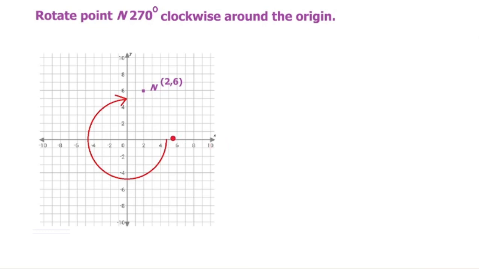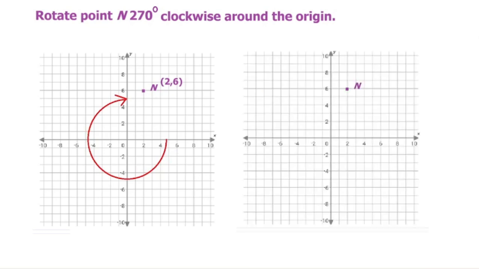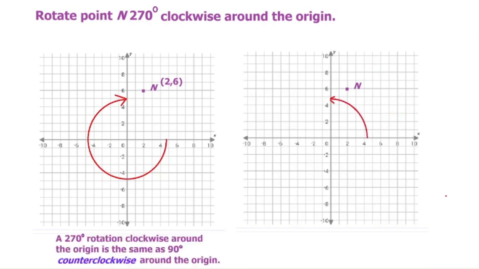And we could see rotating clockwise around the origin would look like this, 270 degrees. That's 3/4 of the way all the way around. So another way of looking at this is we have the same point here. It would be a rotation here. We end up in the same spot, right? So a 270-degree rotation clockwise around the origin is the same as 90 degrees counterclockwise around the origin.